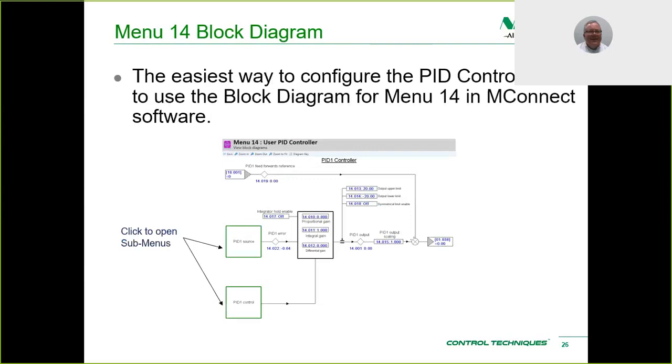So this block diagram shows here there are two green boxes. Those green boxes are submenus, and you can click them to open them. One of them is for the PID source. The other one is for the PID control. So we're going to begin by looking inside of these boxes.